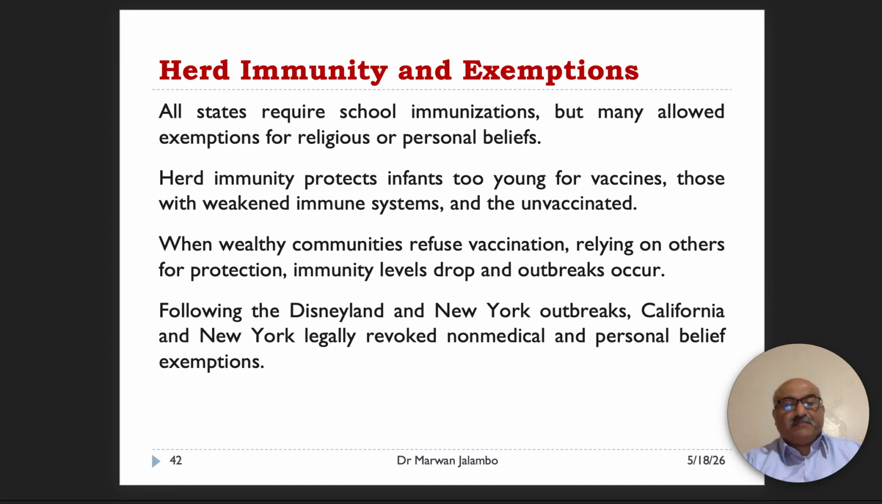This fear leads parents to use religious or personal belief exemptions to avoid state laws requiring school immunization. They count on herd immunity, the phenomenon where the majority is vaccinated, thereby protecting those who refuse the vaccine. However, herd immunity is actually meant to protect infants too young to be vaccinated and people with weakened immune systems.